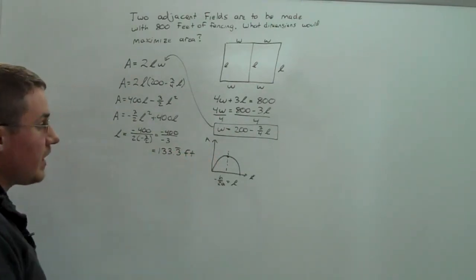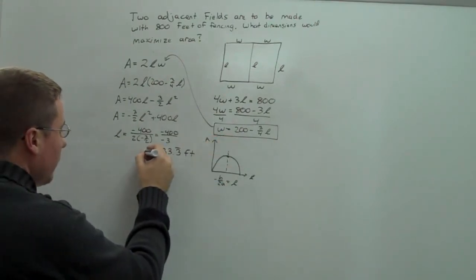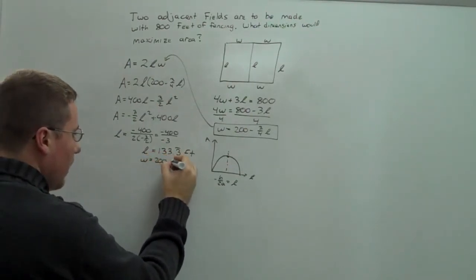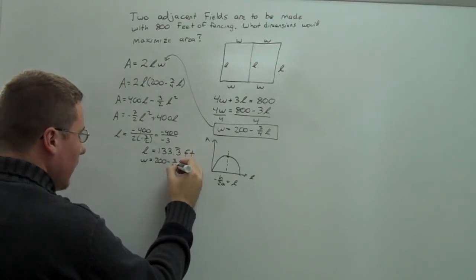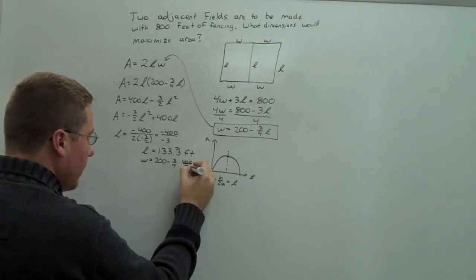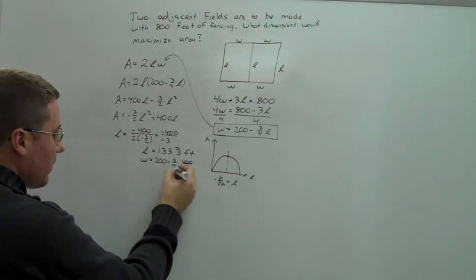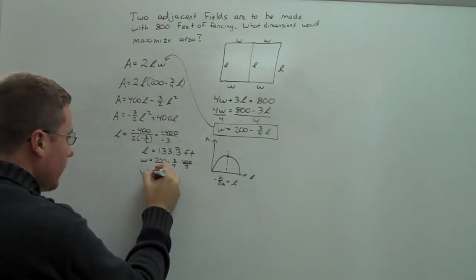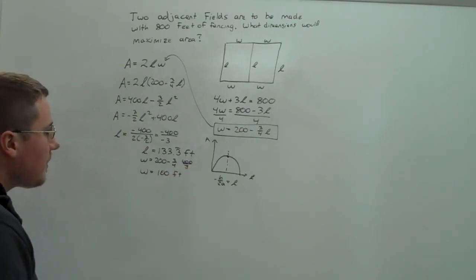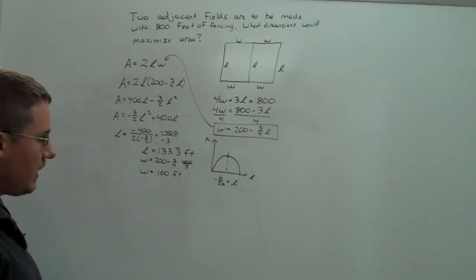Now that's the optimum dimension for length. Now for width, I already have a nice equation for what my best width should be. So width is equal to 200 minus 3/4 times, I'm going to use the 400 over 3 here, 400 over 3. Now 3's cancel, the 4's cancel, so this is just 100. 200 minus 100. So my optimum width is equal to 100 feet. So the optimum dimensions for each corral are 100 feet by 133.3 repeating feet.